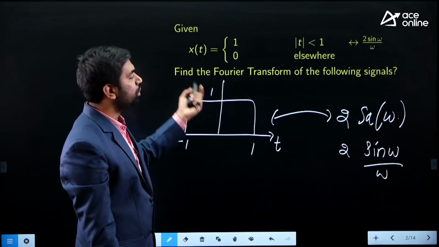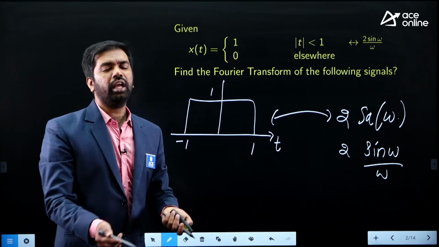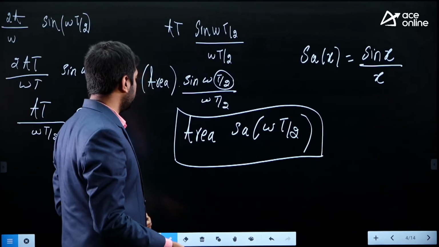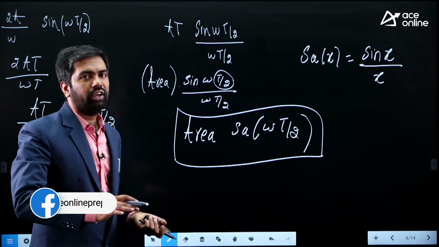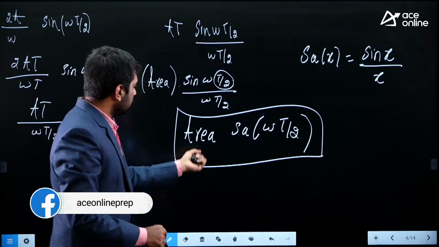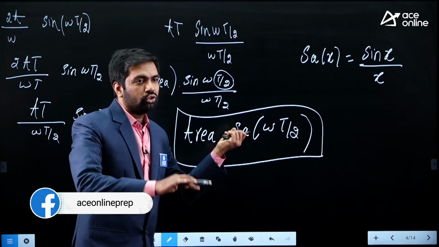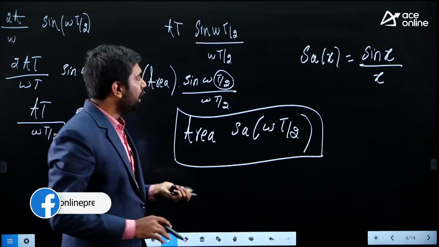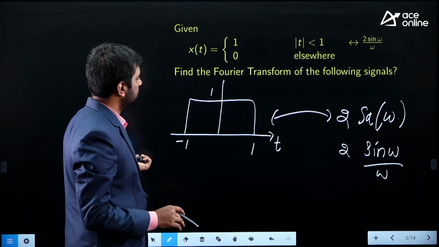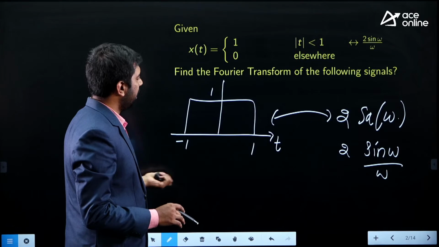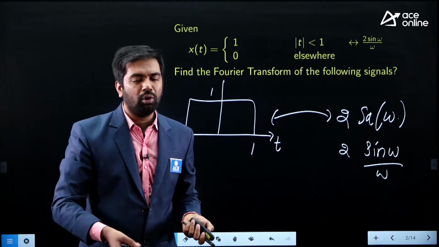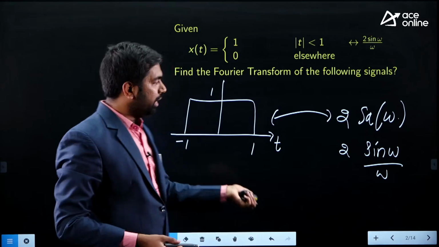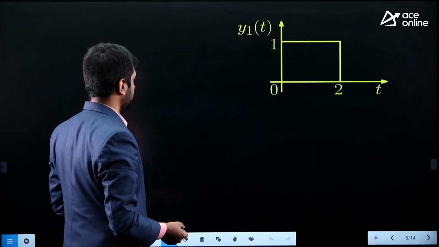This is for -1 to 1. In general, if any rectangular pulse is given, how do you find its Fourier transform? This is how I find the Fourier transform. So this is the main guy in today's discussion. With the help of this rectangular pulse and its Fourier transform, I'll be finding the Fourier transform of various signals. Let's start with this first one.